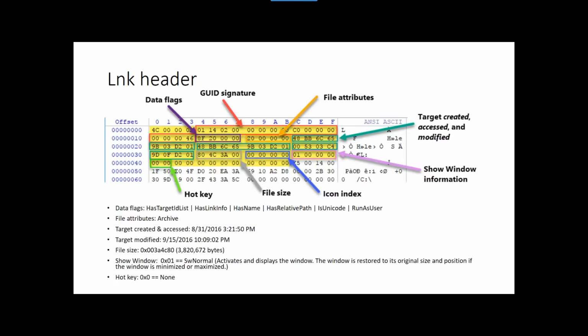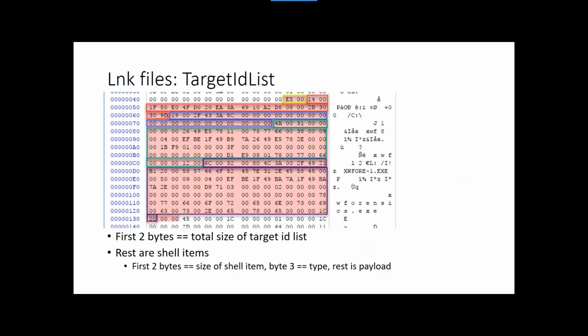If I go back to here, we're going to be going through our data flags now. So you see we have has target list, has link info, name, et cetera, et cetera. That's what we're going to start jumping into, each section here now. So following this, because we have the target ID list flag set, we have to parse out a bunch of target IDs. So the salmon color is our target ID list.